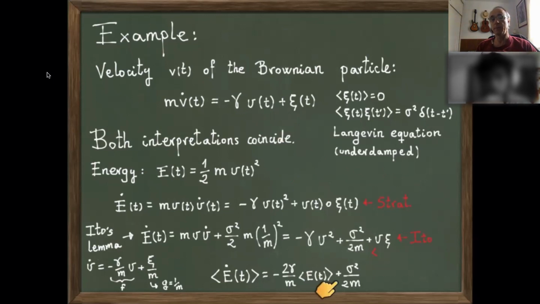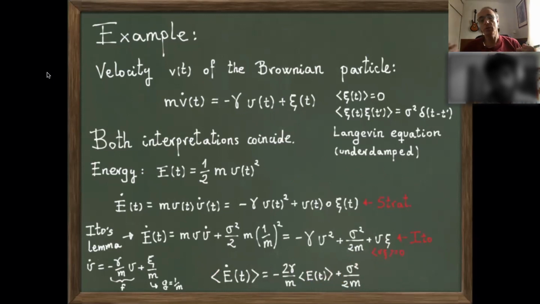So there is a constant. This is energy per unit of time, so this would be like a power. So you have a dissipation power, and here you have an input power, which is due to the thermal fluctuations. It's due to the noise. Well, and we were able to derive this equation because we have used Ito.